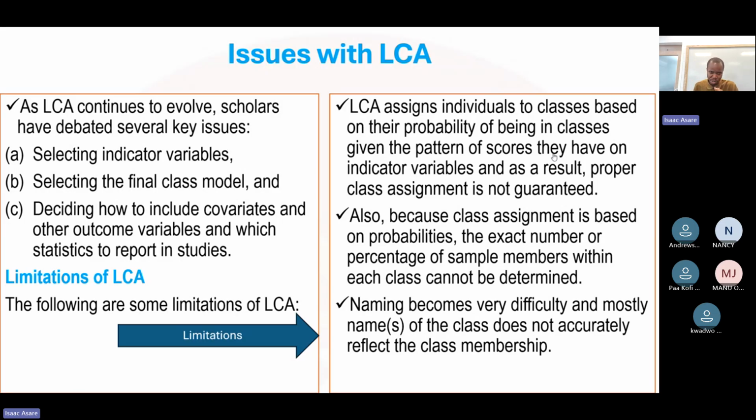So let's go to some of the key limitations. We are saying that latent class analysis assigns individuals to classes based on their probability of being in a certain class.